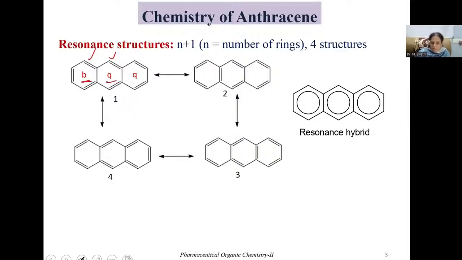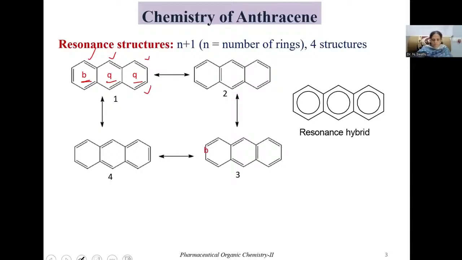Okay, so in case of the first resonance structure, the first ring is a benzenoid ring, the second ring is a quinonoid ring, and the third ring is also a quinonoid ring. Even though all the carbon atoms have double bond character, within the ring, if you see, only 2 double bonds are present here. That is why it is a quinonoid ring.